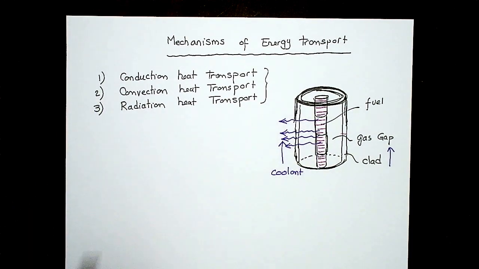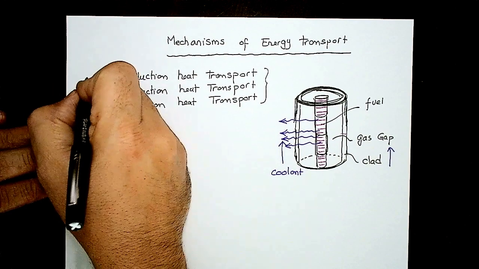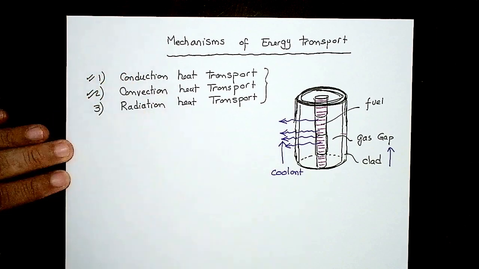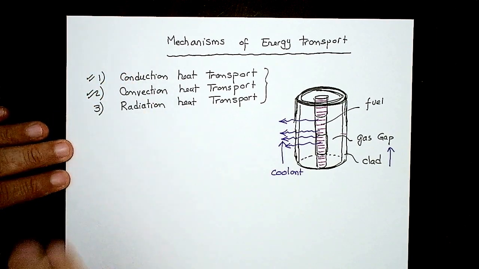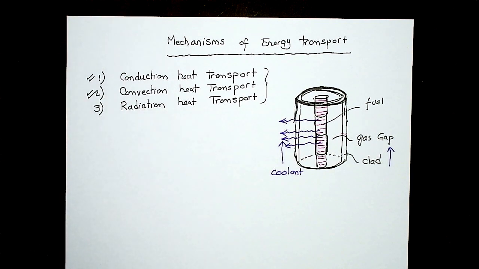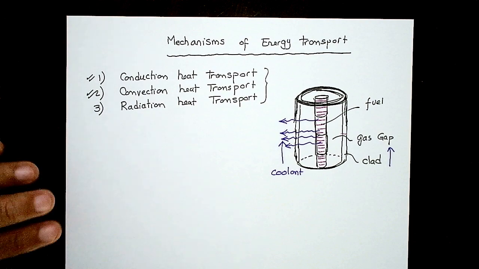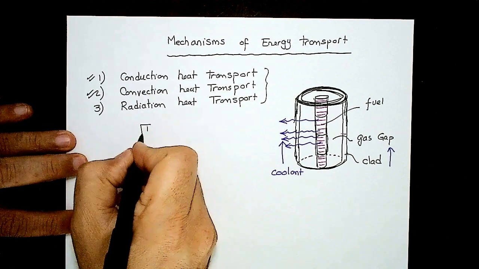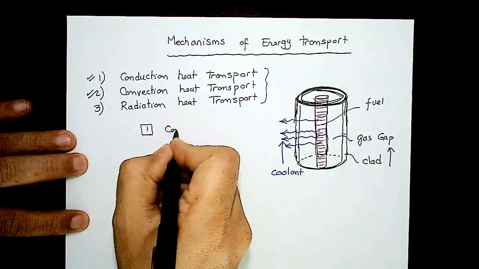I'm going to explain briefly each one of these mechanisms, but most of the focus will actually be on the first and the second mechanisms. The third mechanism is more complicated, but it exists, and it's not going to be covered in the course, except for explaining a little bit of the concepts here. So these are the three mechanisms: conduction heat transport, convection heat transport, and radiation heat transport. Now let's start with number one, which is conduction.